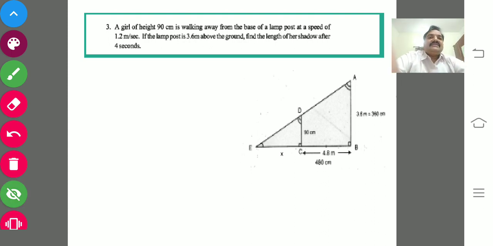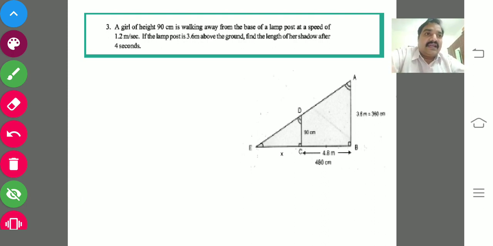Yes, this is the problem. First you read the question very clearly. A girl of height 90 centimeters is walking away from the base of a lamp post at a speed of 1.2 meters per second. If the lamp post is 3.6 meters above the ground, find the length of the shadow after 4 seconds. So this is very important.